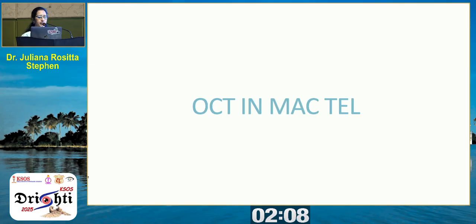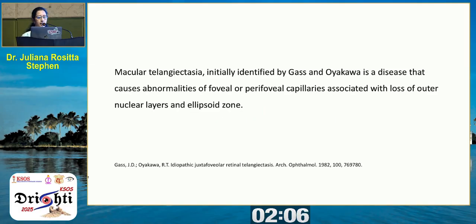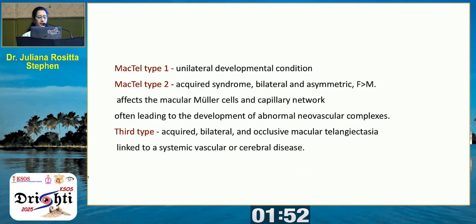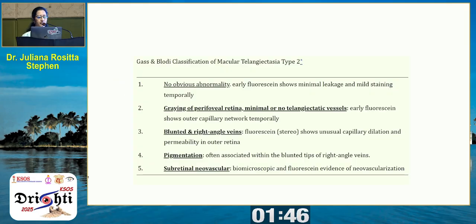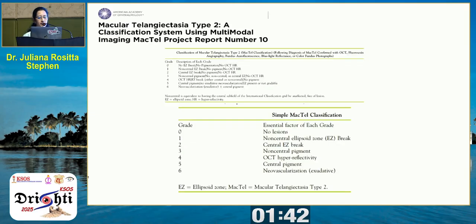Next is the OCT in MacTel. Macular telangiectasia was initially described by Gass and Oyakawa. It is a disorder in which there is abnormality of the foveal or perifoveal capillaries associated with loss of outer nuclear layers and ellipsoid zone. There are three types, 1, 2 and 3. I will be discussing the biomarkers in MacTel type 2. This is a classification proposed by Gass and Blodi. This is the OCT based classification.